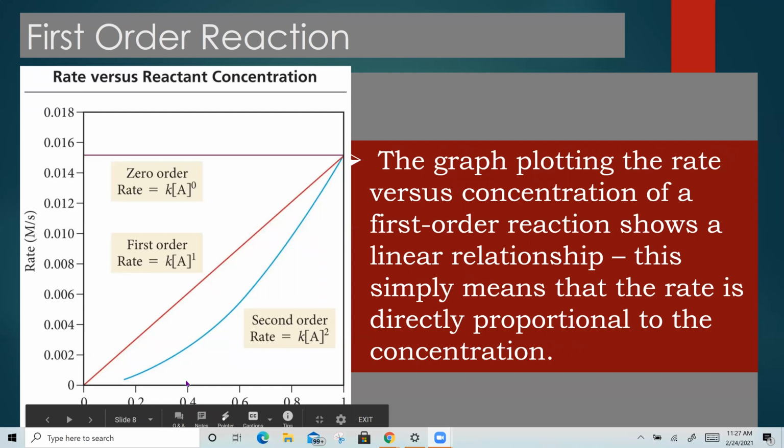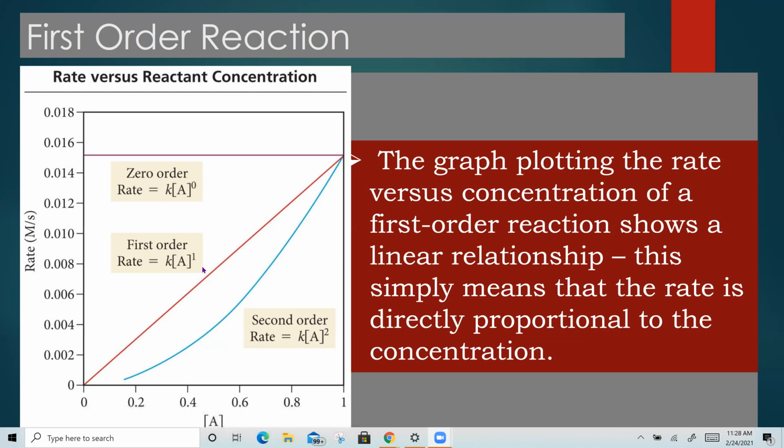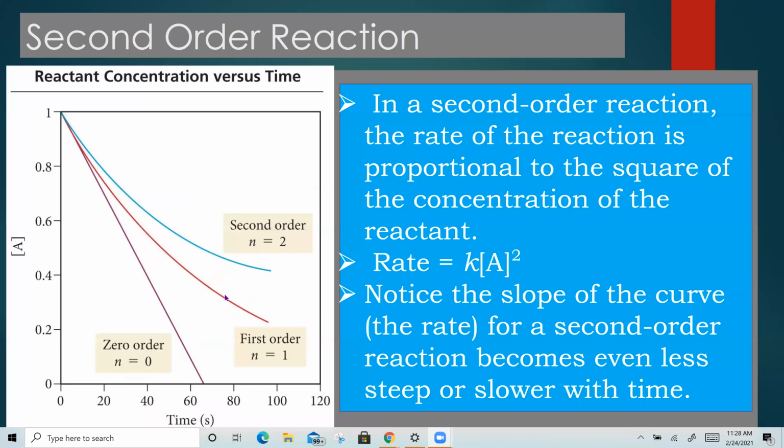So if you wanted to know, like, okay, how do I know? If I go to 0.2, I can see that the rate is 0.004. If I go to 0.8, I can see that the rate is 0.0012, all right? So I can see that very easily. So it increases. All right, we're going to move on from there, and we're going to go to second order.